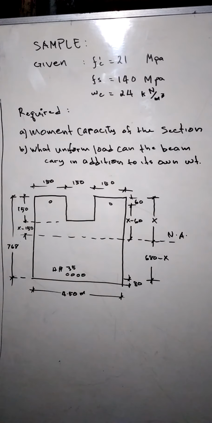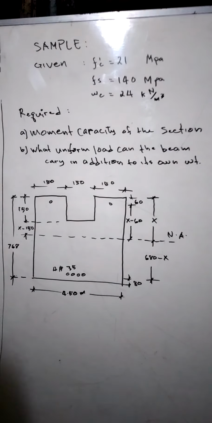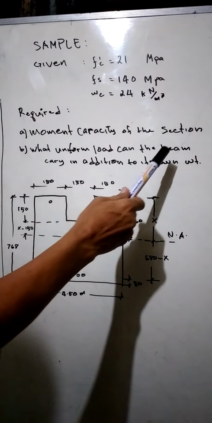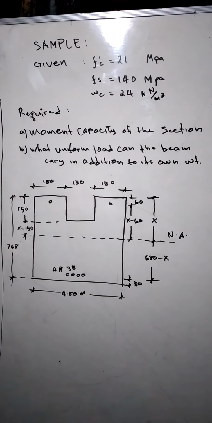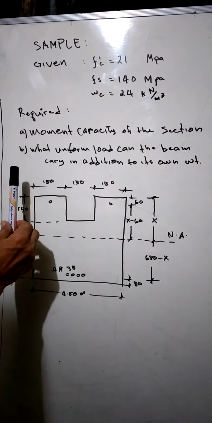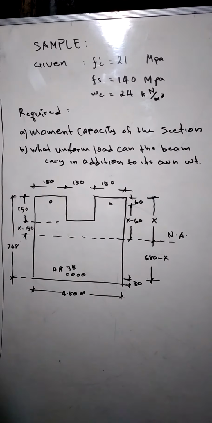This video is a continuation of the last video, or the first video, and this is a sample problem of the transform section method. We have given here, and the required are the moment capacity of the section. This is the section, cross-sectional area of the beam, and what uniform load can the beam carry in addition to its own weight.